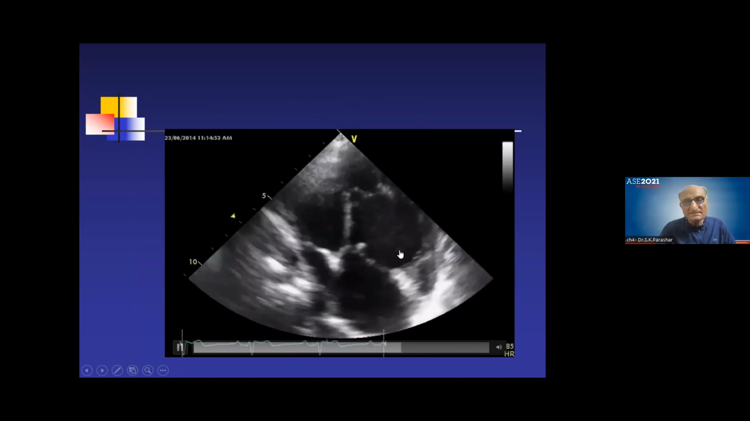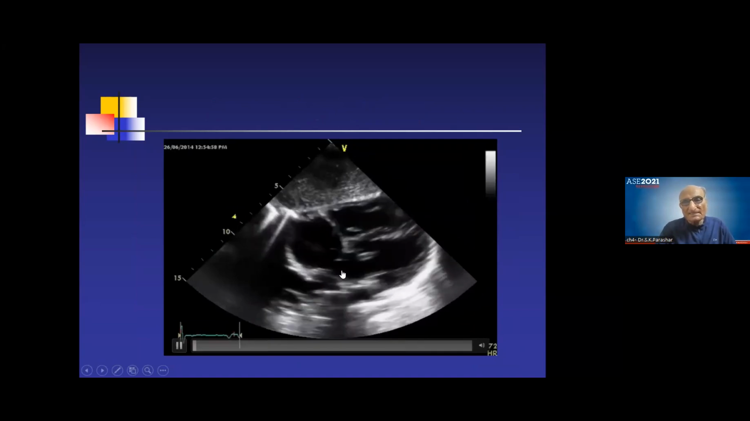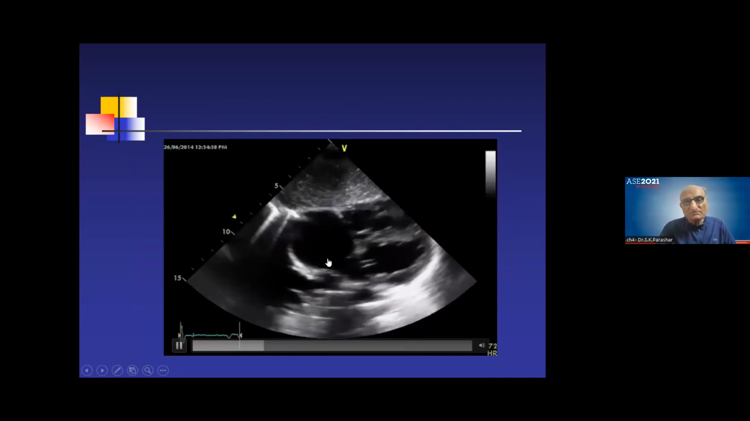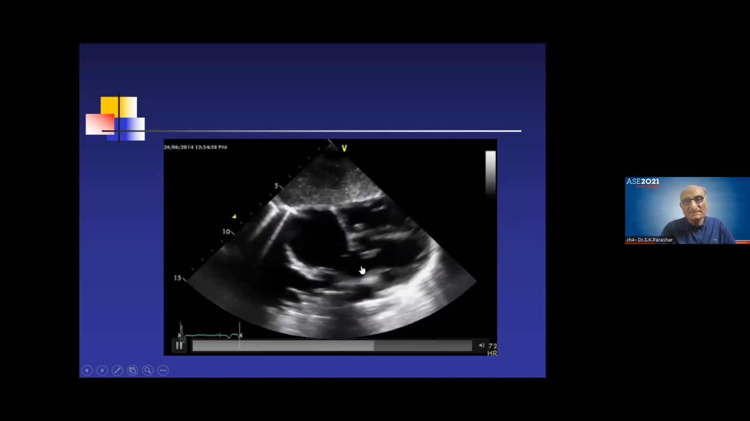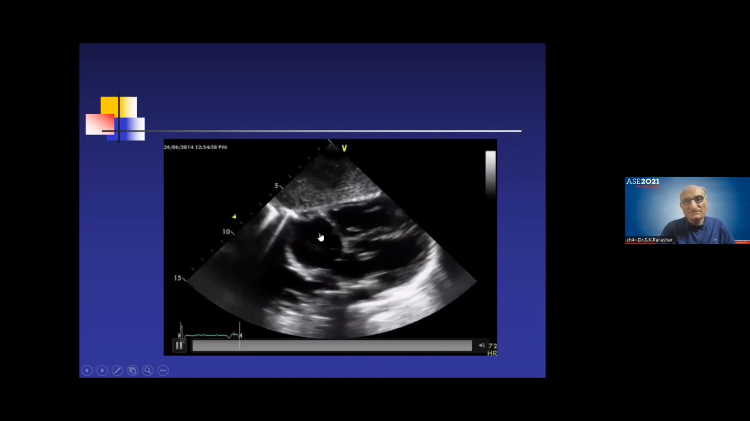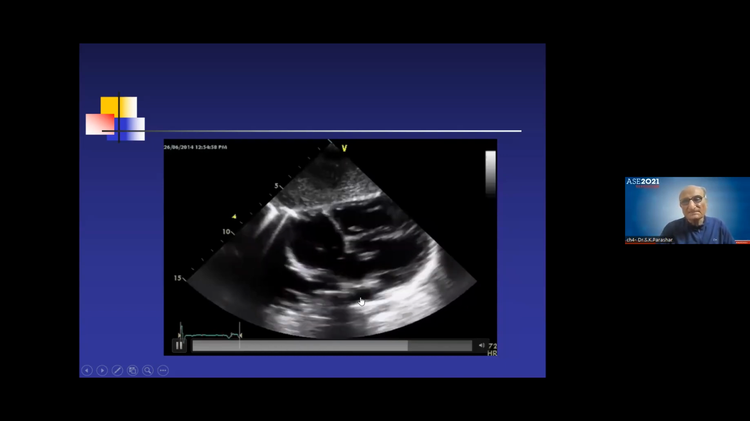As you see here, this is again the subcostal view: RV, LA, small LA, large RV, and this is a venous channel behind the small LA. So again you see large RV, large RA, small LA, and a venous confluence.